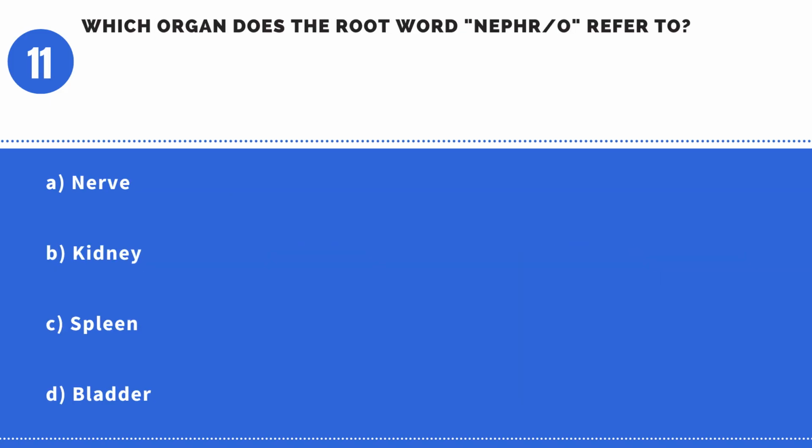Question 11. Which organ does the root word nephr/o refer to? A. Nerve. B. Kidney. C. Spleen. D. Bladder.